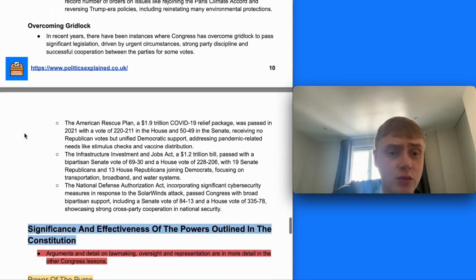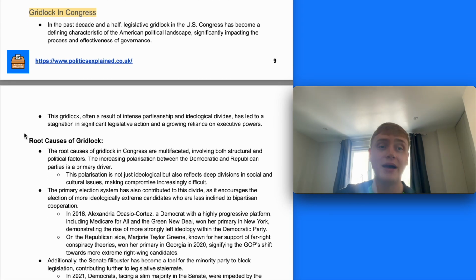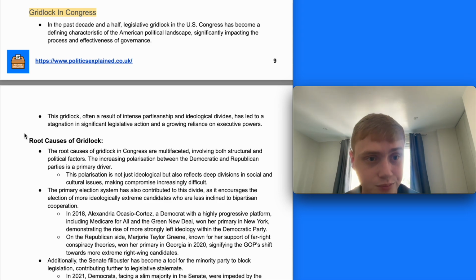Okay, and the final thing we're going to have a quick look at before we have a look at the final debates is increased gridlock in Congress, which we've touched on a little bit before, but it's effectively become a defining characteristic of the American political landscape and how Congress is viewed. And this gridlock, often a result of intense partisanship and ideological divides, has led to a stagnation in significant legislative actions and a growing reliance on executive powers.